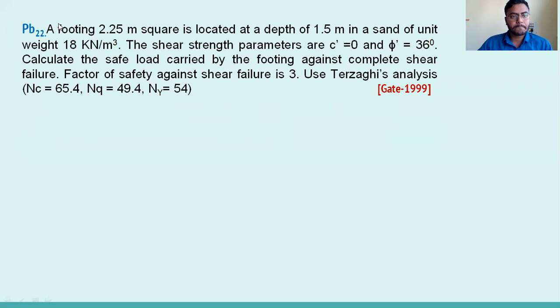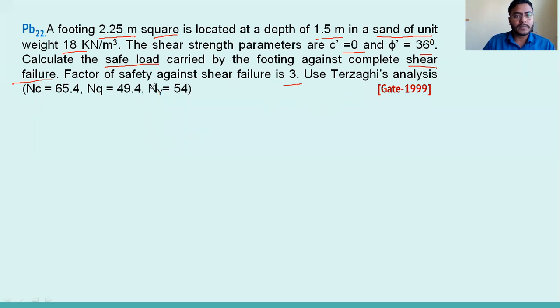We have a footing 2.25 meter square located at a depth of 1.5 meter in a sand of unit weight 18 kilonewton per meter cubed. The shear strength parameter C is equal to 0 and phi is equal to 36 degrees. Calculate the safe load carried by the footing against complete shear failure. Factor of safety against shear failure is given as 3. Use Terzaghi analysis, and the factors Nc, Nq and N gamma are given.